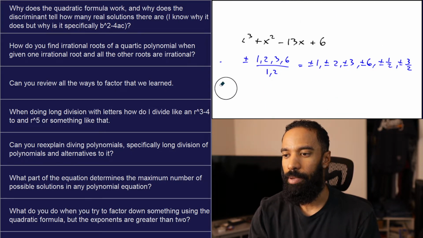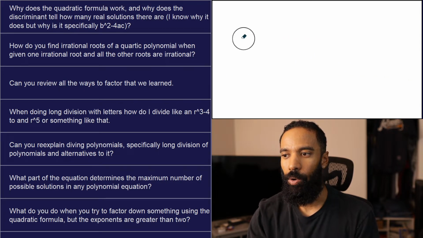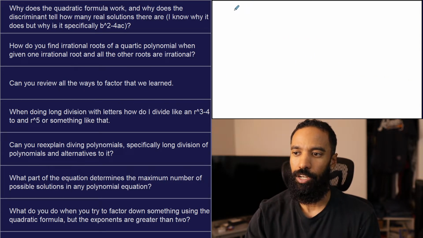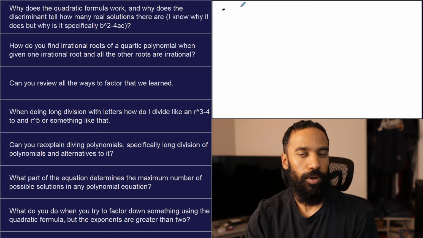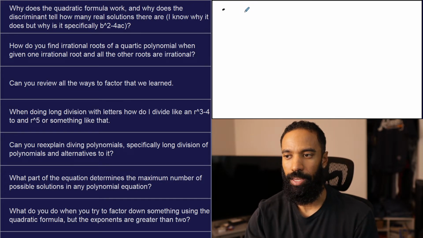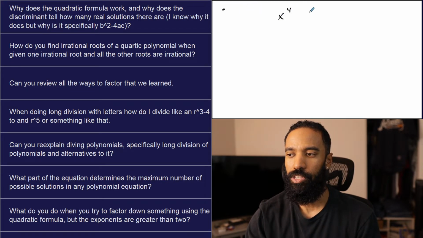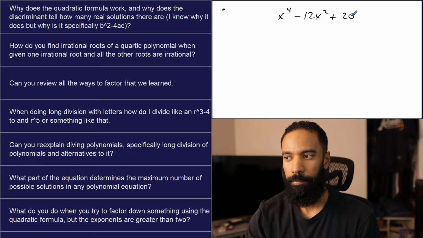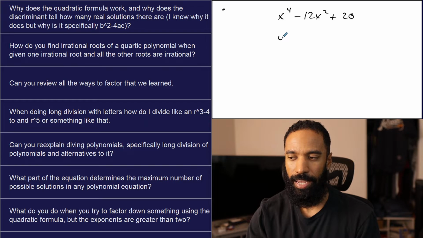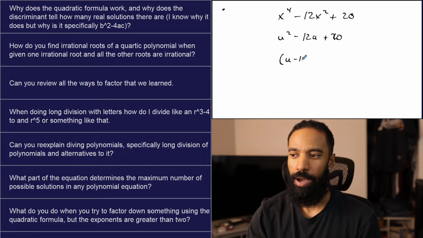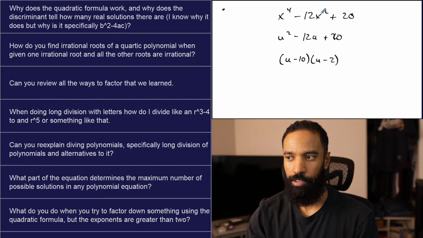Oh, there's one more that I missed. It was the quartic and quadratic form. Or not a quartic, it could be an octic, it could be a sextic, something like that. But if you have some sort of x to the 4th minus 12x squared plus 20, it's like a quadratic, as if it was u squared minus 12u plus 20. And then you're saying, okay, that's u minus 10 and u minus 2. But it was originally x to the 4th and x squared.